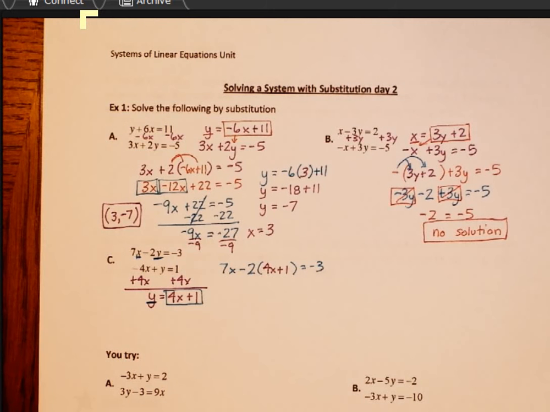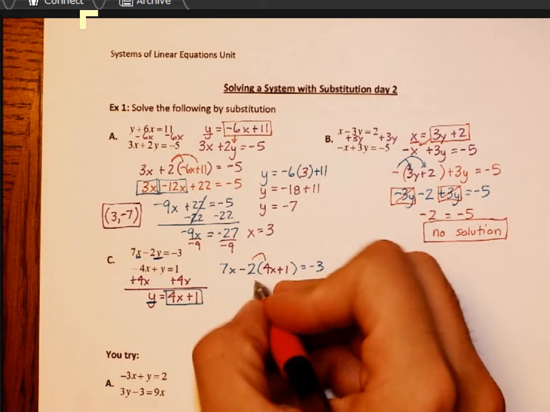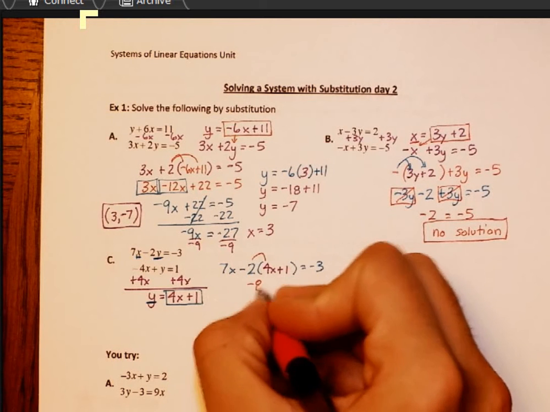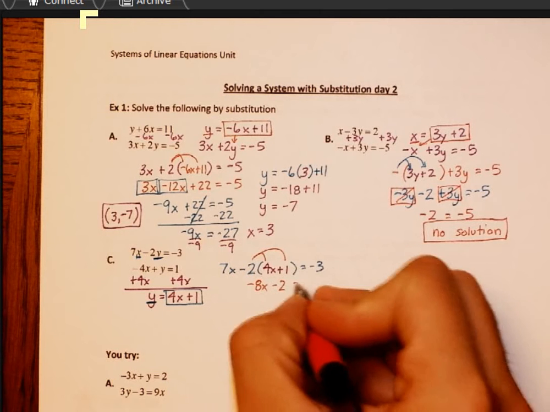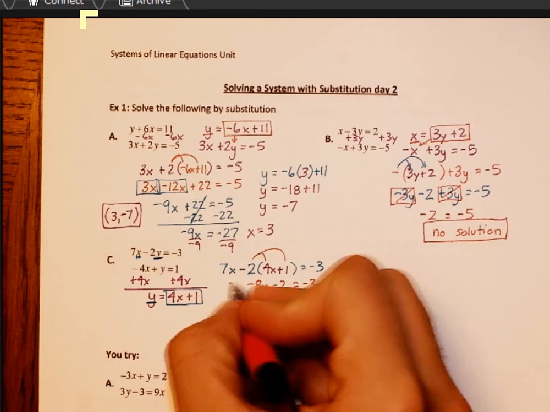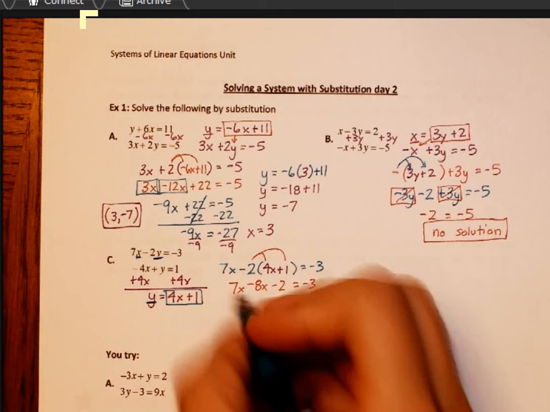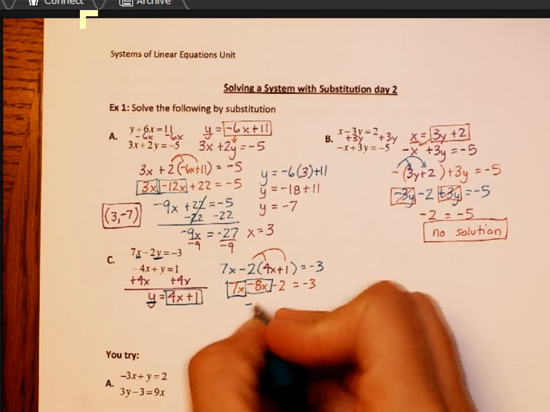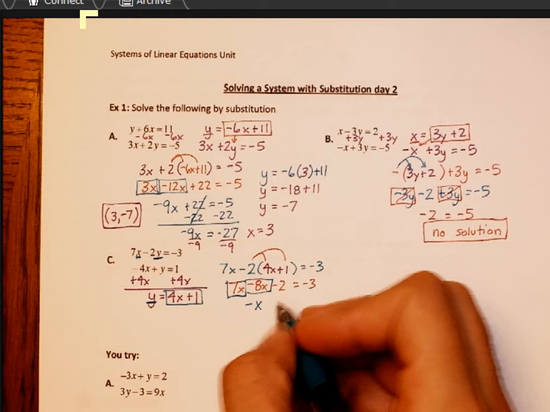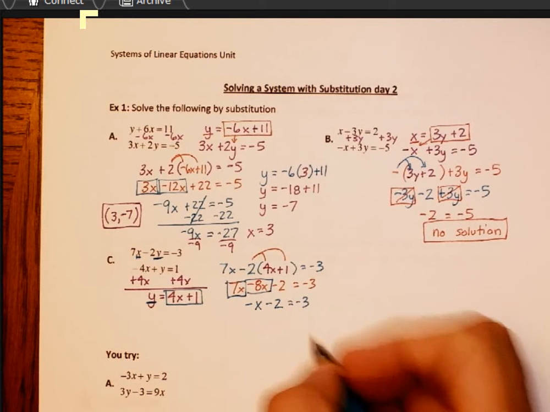And now I want to solve for x. So distribute. Negative 2 times 4x is negative 8x. Negative 2 times 1 is negative 2. Equals negative 3 at the end, with 7x out front. So combine like terms. 7x minus 8x is negative 1x, or just negative x. Minus 2 equals negative 3.